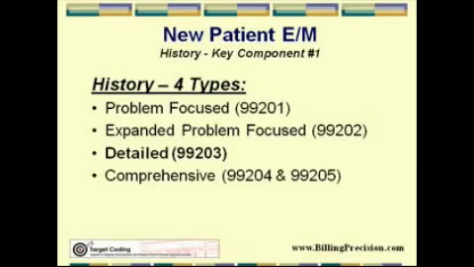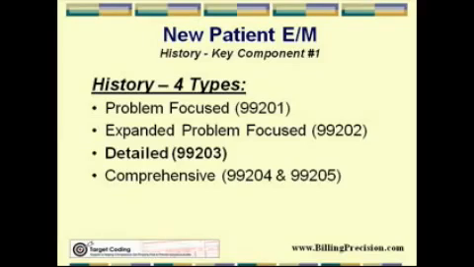There are 4 types of histories: problem-focused history, expanded problem-focused, detailed, and comprehensive. Now, the information that I'm going to be sharing with you is based on guidelines. There are evaluation and management guidelines that were created by the AMA and CMS many years ago. These are the ones that Aetna, Cigna, United Healthcare, State Farm, Allstate, all the major carriers use these guidelines. So you want to make sure that you're aware of them and you start using them so you can justify the services you're billing, and you can appeal if you ever get denied.